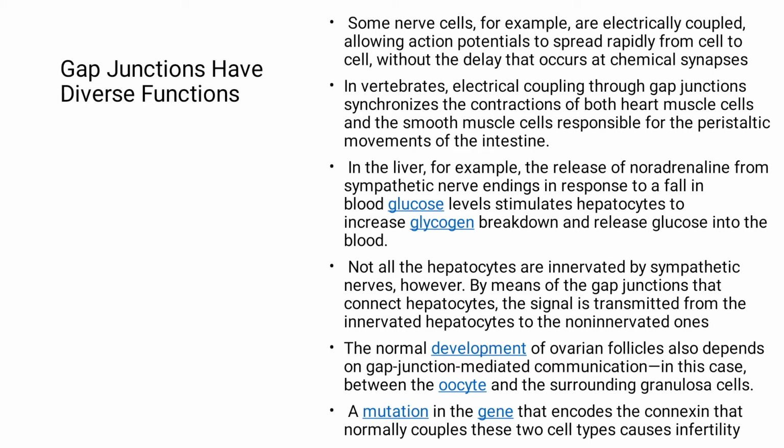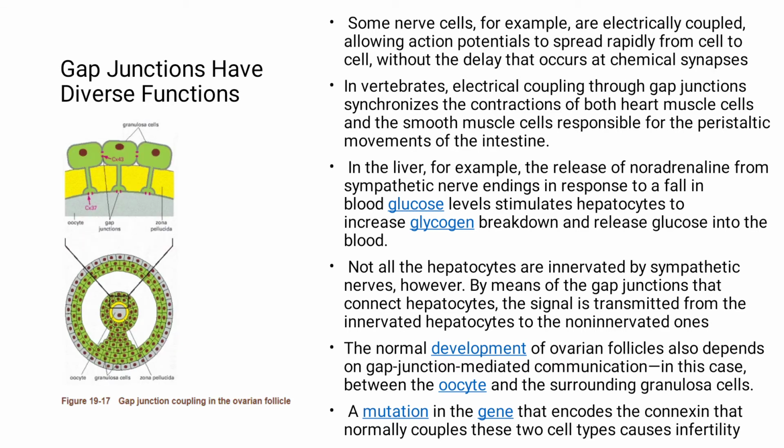The normal development of ovarian follicles also depends on gap junction mediated communication, in this case between the oocyte and the surrounding granulosa cells. A mutation in the gene that encodes the connexin that normally couples these two cell types causes infertility, as we can see in this figure 19-17, gap junction coupling in the ovarian follicle.